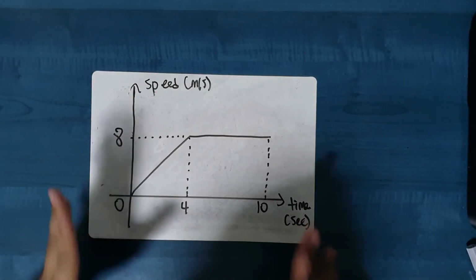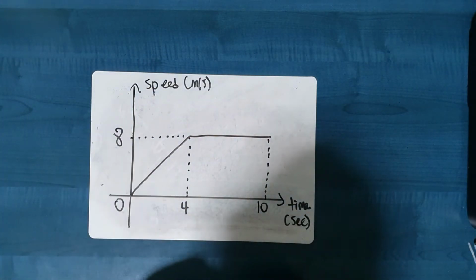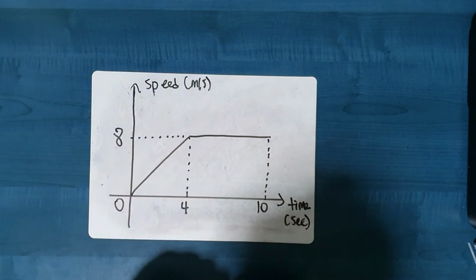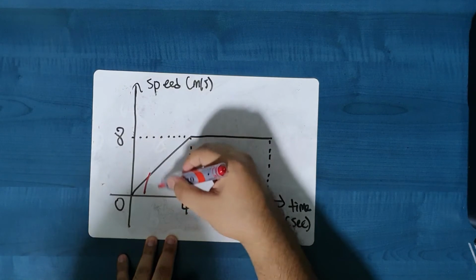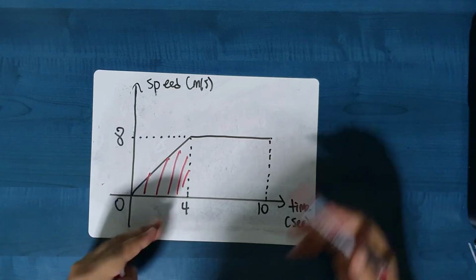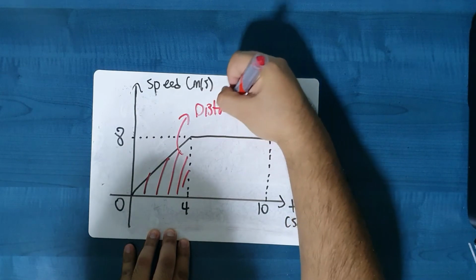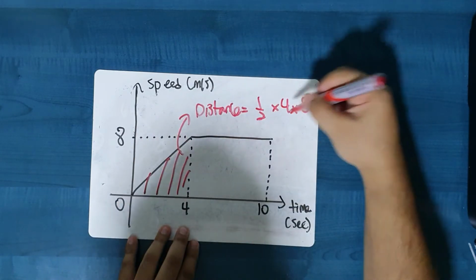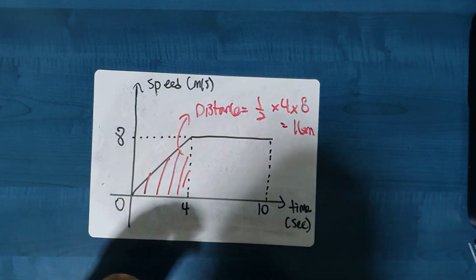Now, let's consider the following case. This is a speed time graph of another moving object. First question, what is the distance covered in the first 4 seconds? Apply what we have just learned. The distance covered in the first 4 seconds is this area. And this is a triangle, so distance is the area of this triangle, simply half times base times height. The base is 4, the height is 8, so it's 16 meters. So this region represents 16 meters.